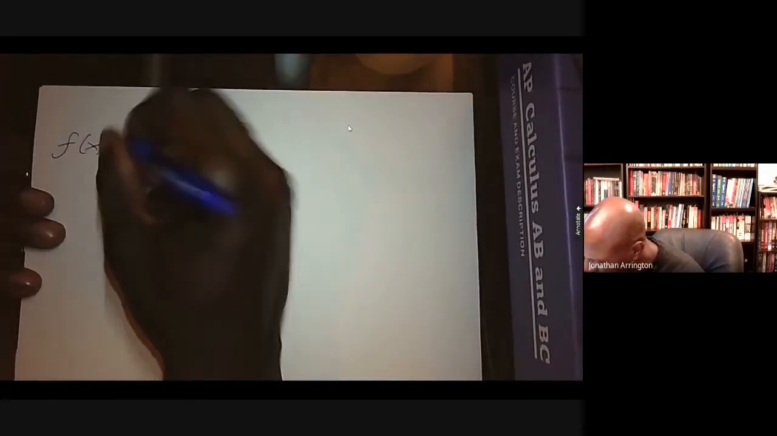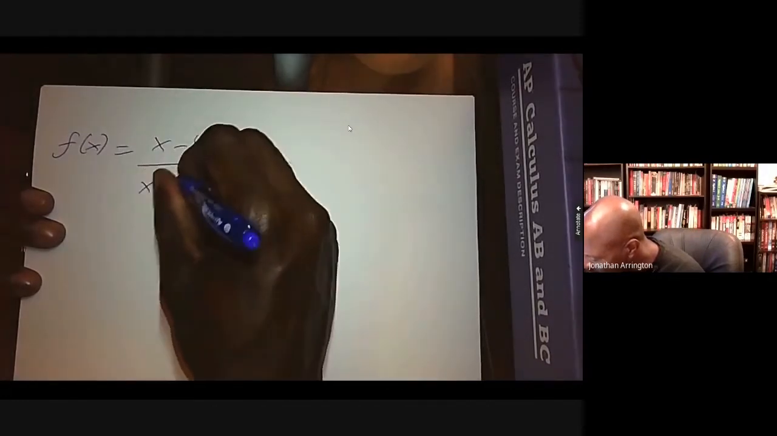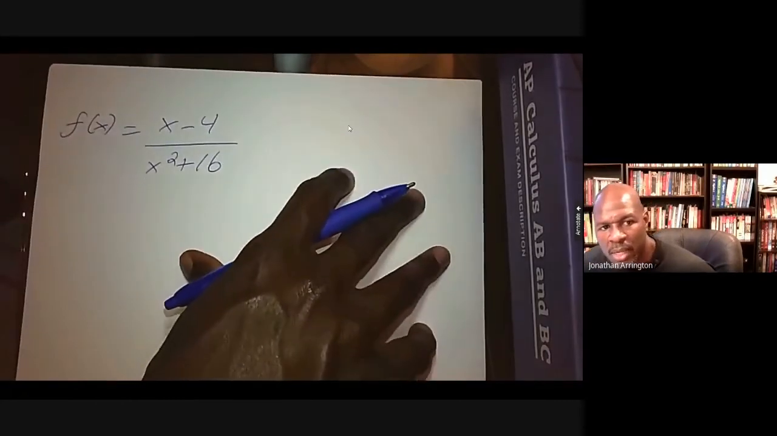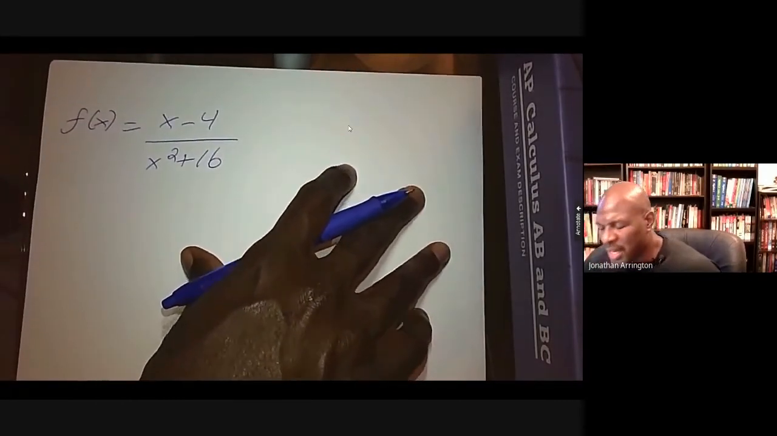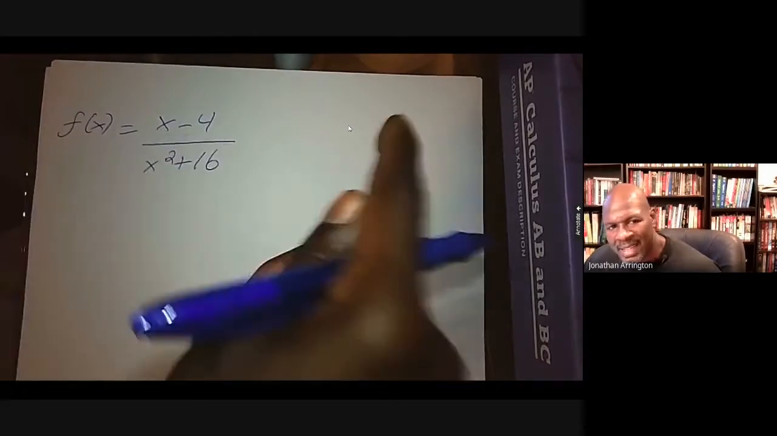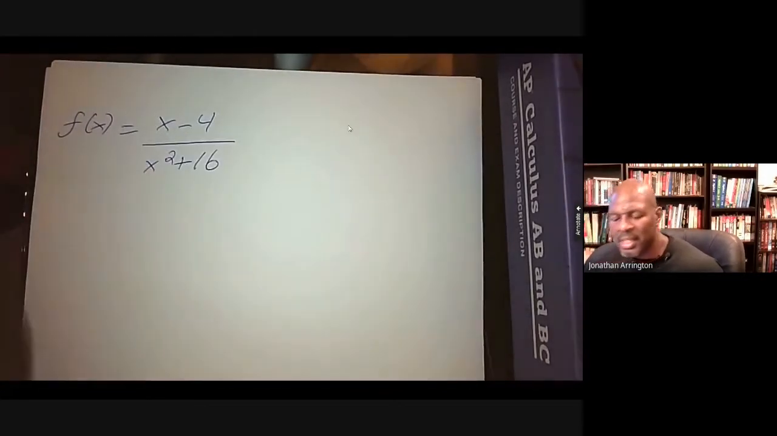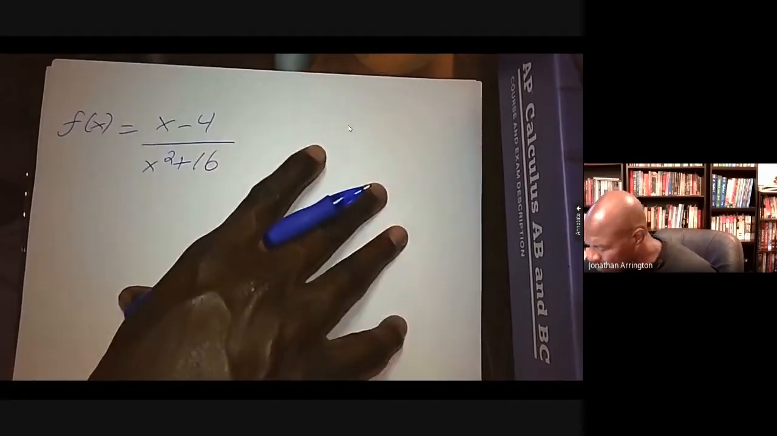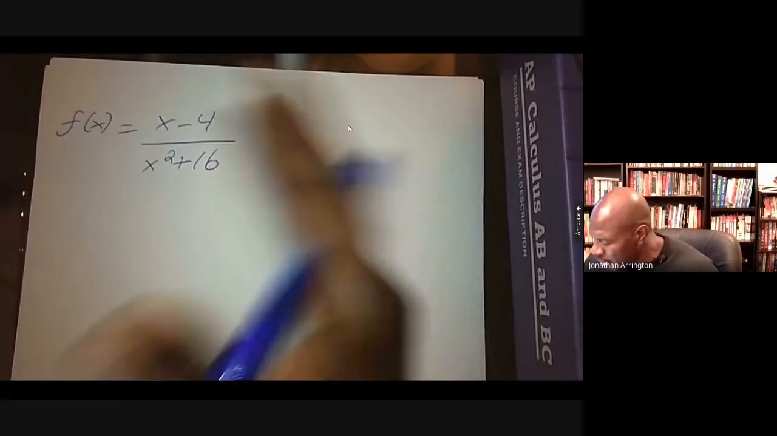And so for my last review of finding domains analytically, I want to use this function f of x. So f of x will be x minus 4 over x squared plus 16. You haven't really seen a problem exactly like this, even though the same principles arise. So that's the good thing about mathematics. No matter how you change the problem, the same principles hold.